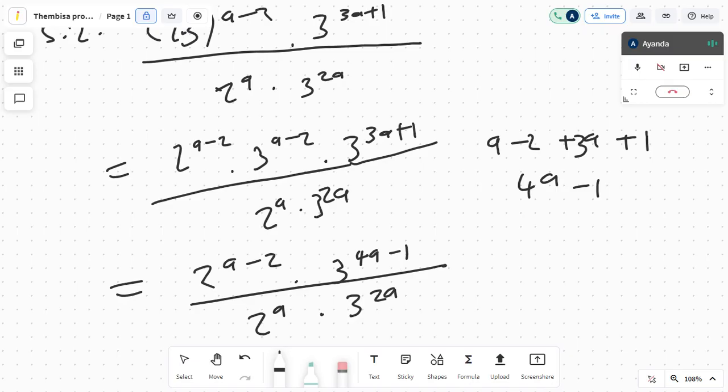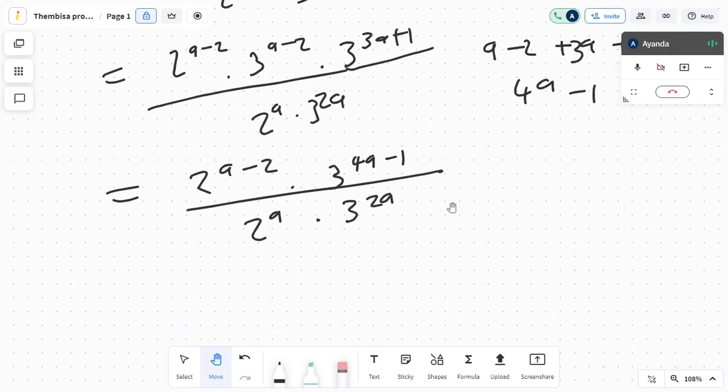And now we just use the laws of exponents again. If the bases are the same and we're dividing, we subtract the exponents. So a minus 2 minus a is going to give us just 2 to the power of negative 2. And 3 to the power of 4a minus 1 minus 2a gives us 3 to the power of 2a minus 1.